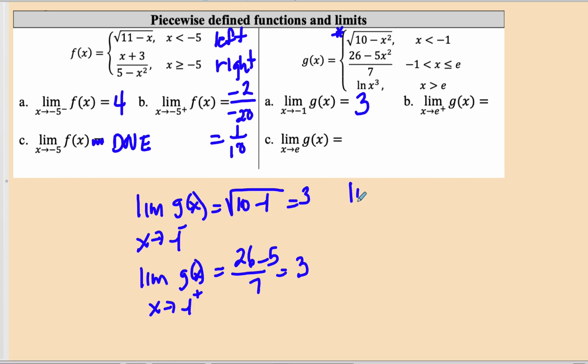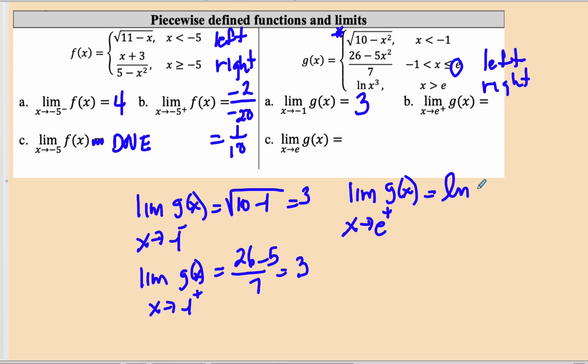Let's approach e from the right-hand side. For e here, this is our left, and this is going to be our right. So we want to use the correct function. So this will be the natural log of e to the third, or if you want to simplify, that answer will be 3. Now that's the answer, 3.